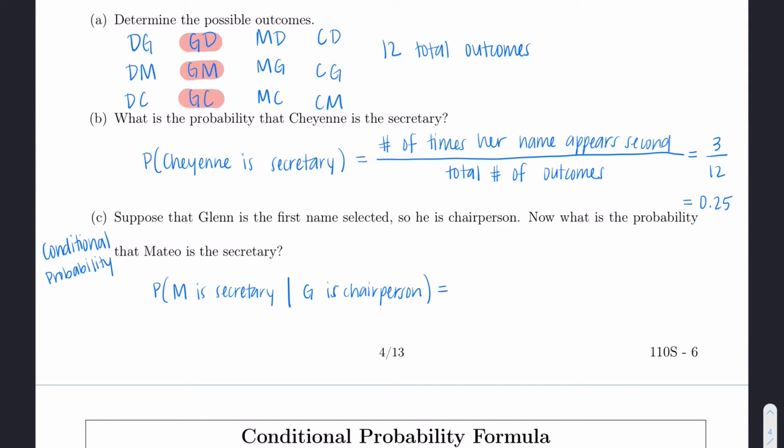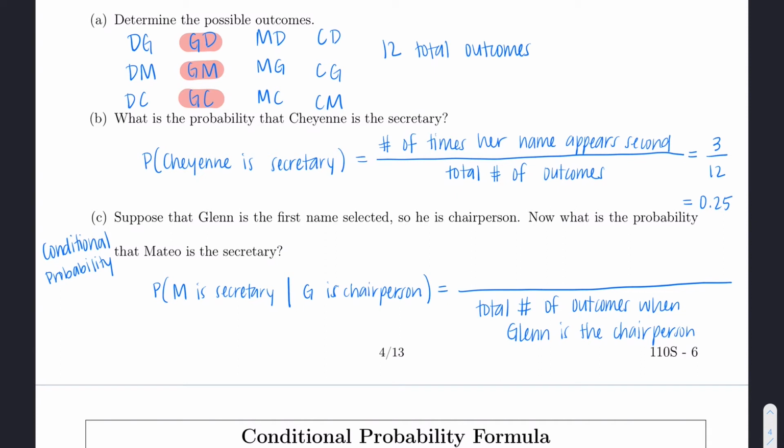Here, the total number of outcomes that I could possibly have for this example is no longer 12, it's now 3. There are only 3 possible outcomes where Glenn is the chairperson, and this is all conditional on the fact that he is the chairperson. If I were to write this out in words, and I'll write out the numerator in a second, this would be the total number of outcomes when Glenn is the chairperson, which is equal to 3. I'll squeeze that in right there.